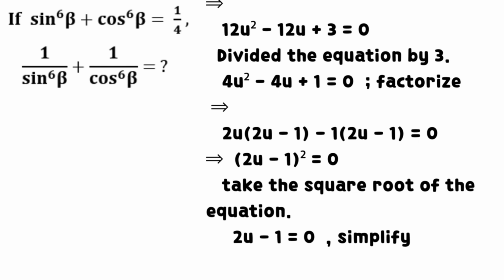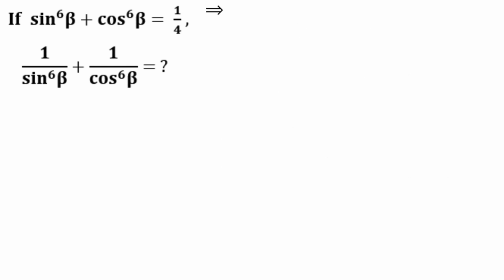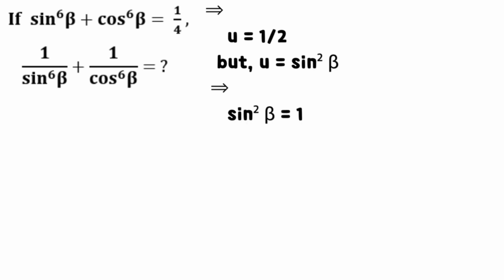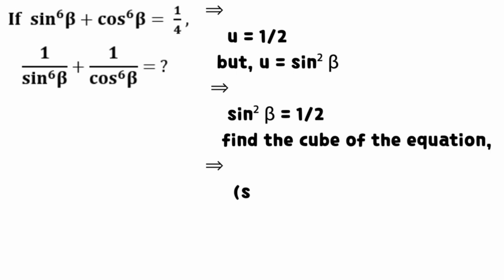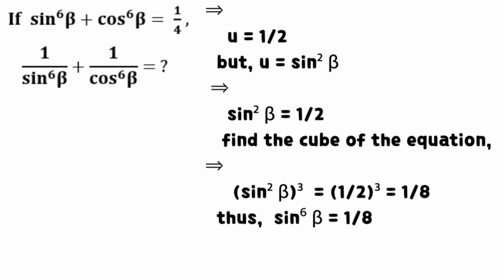Take the square root of the equation. 2 times u minus 1 equals 0. Simplify. It follows that u equals half, but u equals the square of sine beta. This implies that the square of sine beta equals half. Find the cube of the equation. Hence, the cube of the square of sine beta equals the cube of half, which equals 1 divided by 8. We call it equation 1.